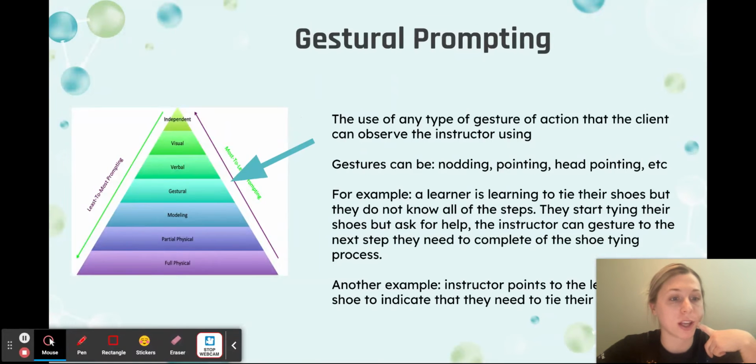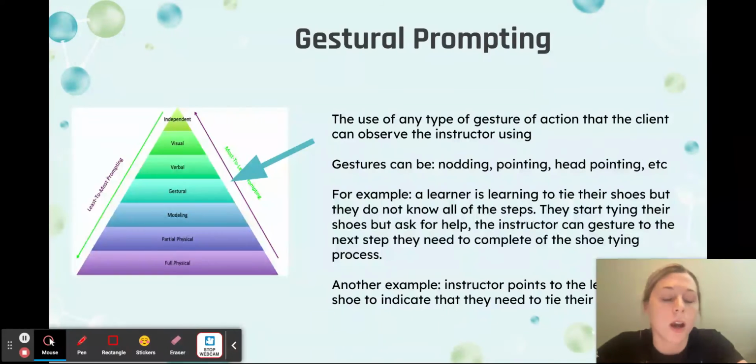The next one is gestural prompts. This is one that I notice I use a lot with my client because that's what he responds to the most. I wouldn't use it if he didn't respond to it, but that's the prompt level he's at on most of his skill acquisition targets. So gestural prompts are the use of any type of gesture or action that the client can observe the instructor using. Some types of gestures are nodding, pointing, head pointing. Sometimes I do that so they click together what they need to do.